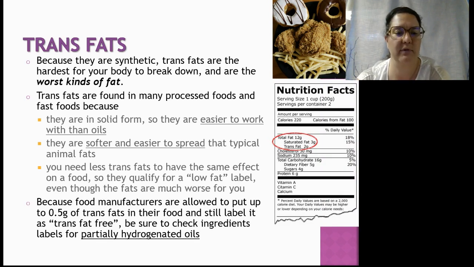So it's important to check food labels so you can identify how much trans fat is in there. Food manufacturers are allowed to put up to 0.5 of a gram of trans fat and still label it trans fat free. So you want to check your labels for partially hydrogenated oils, which is when they've added hydrogen to oil to turn it solid.